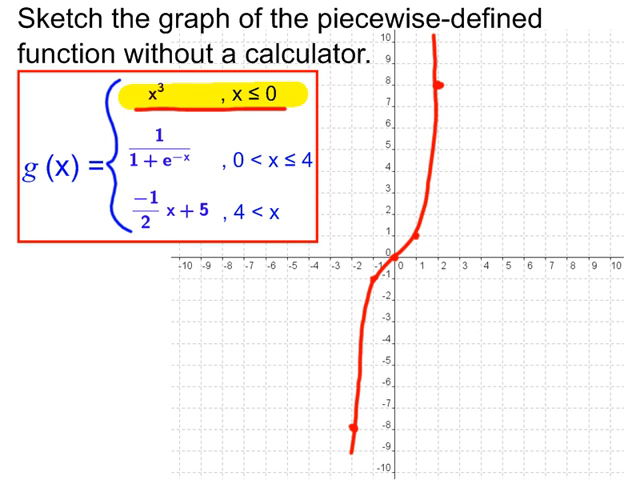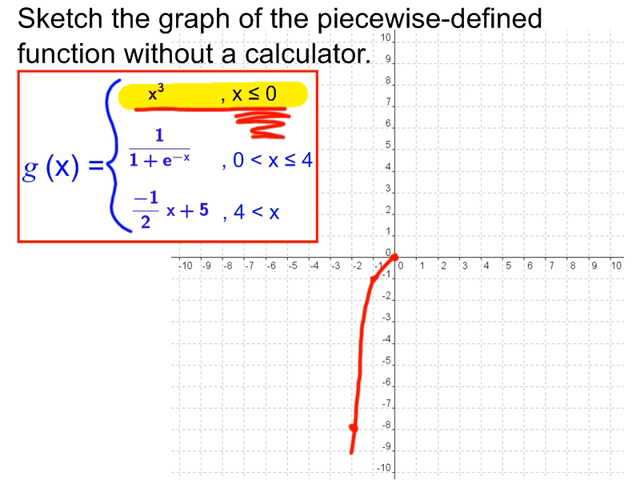But you're probably thinking, Mr. White, don't we need to restrict that domain? And you would be correct. I need to honor this constraint there, that we only want the values for x less than or equal to 0. So I'm going to go ahead and erase the x values that are greater than 0 and only keep the ones that are less than or equal to 0.